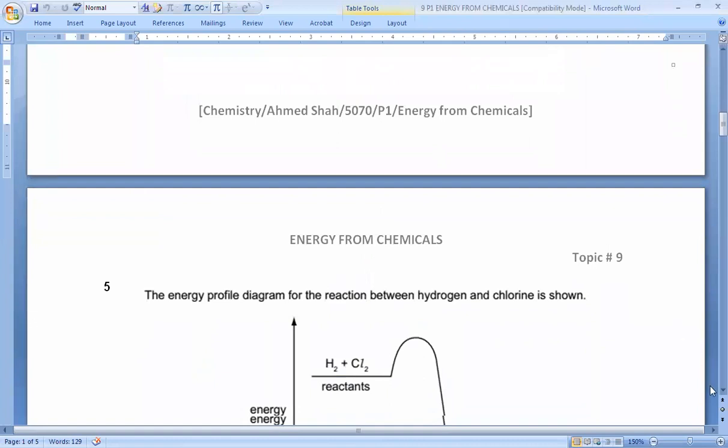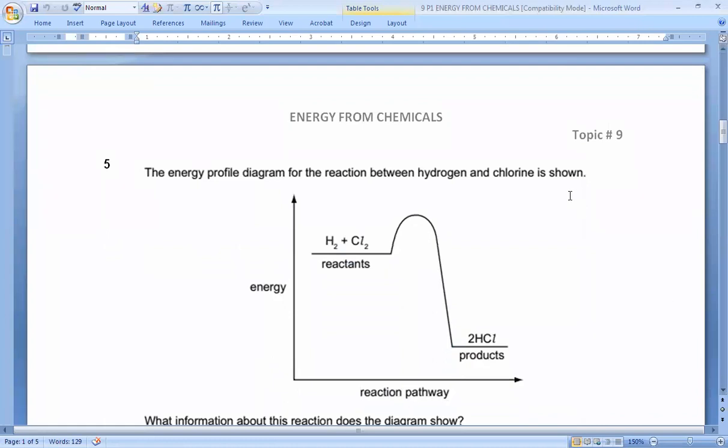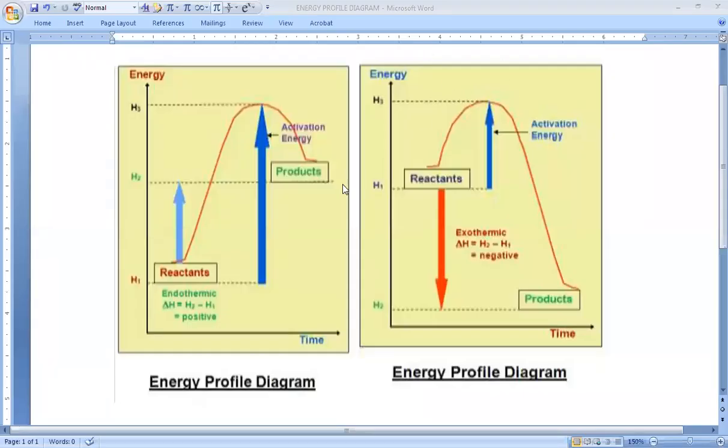Now this is called the energy profile diagram. We have learned in the previous section, in the lecture on energy from chemicals, what an energy profile diagram is. Now we have to see it again. The left-hand side diagram is called an endothermic reaction. Reactants are on the lower side and the products are on the upper side. The graph should be drawn using a dotted or continuous line from downward to upward.